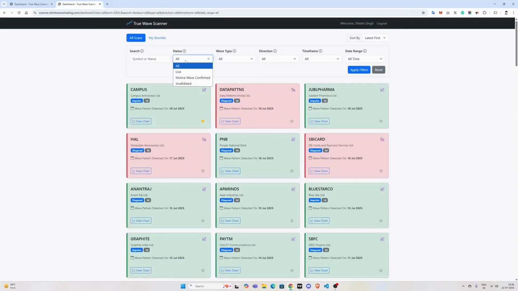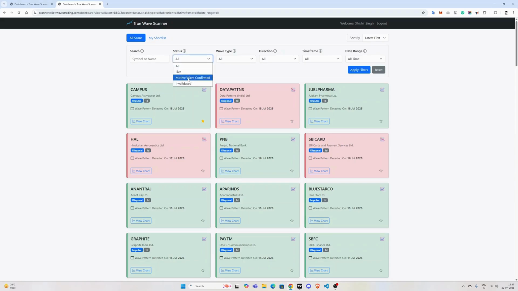My favorite setup is motive wave confirm, where the stock is in retracement. So I will wait patiently till I see signs of reversal, and then I would trade the next up wave or down wave depending on the direction of that particular sequence. And there is a third way of trading them as well, using a true wave scanner, which is probably the riskiest one, and I won't recommend it. But if you want to really trade it, you can.